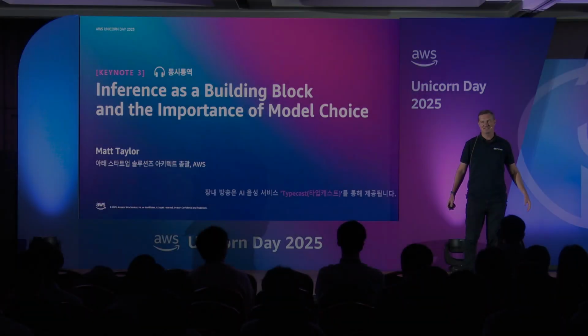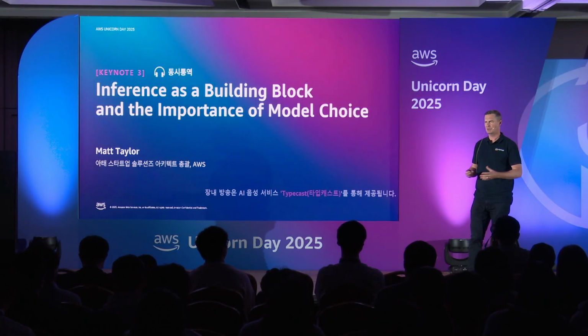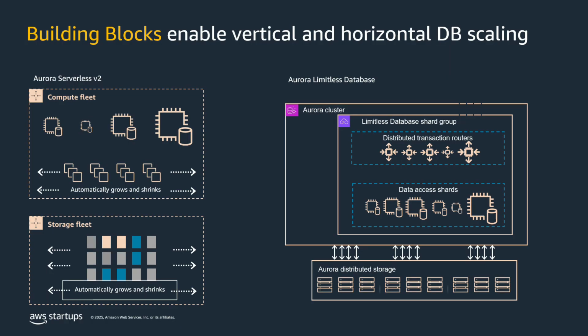Good morning, everyone, and I'm here to talk about building blocks in general, and then I'll talk about why inference we see as the next building block and the things you can do around model choice and just choice within AWS in general. But I'm not going to talk the entire time about Gen AI because I wanted to talk about some of the other things that I believe are really important for every startup to be thinking about on their journey to becoming a unicorn.